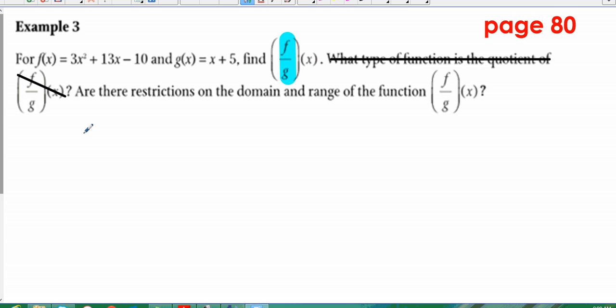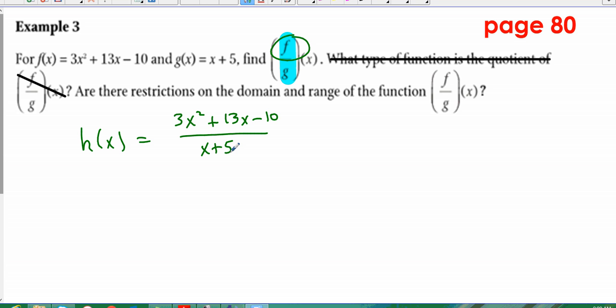So we're going to say that our new function, h of x, is equal to, again, I want to make sure that that f of x function is on top. So 3x squared plus 13x minus 10, and my g of x function is in the denominator, x plus 5. So there's my h of x function. I've shown that I've done division, and that's as far as I can go.